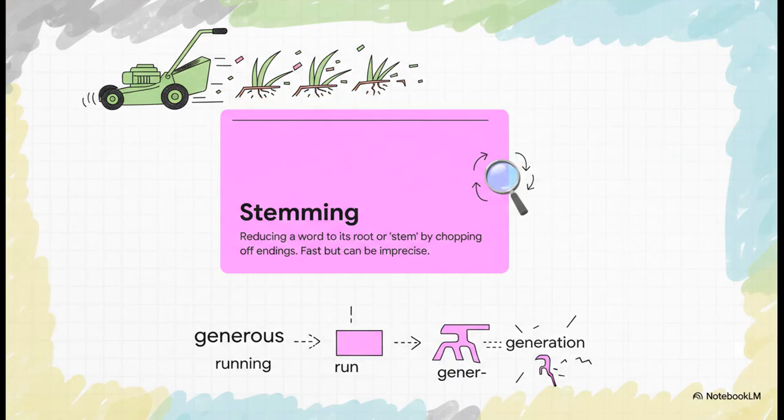Stemming is a little bit like a linguistic lawnmower. Seriously, it just uses a set of rules to crudely chop off the ends of words, the prefixes and suffixes, to try and get down to a common root, or a stem. It's super fast, which is great, but as you're about to see, it's not always very precise.